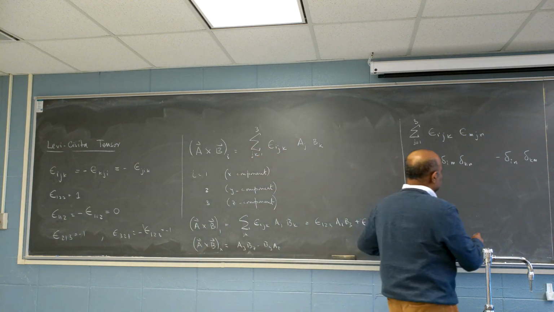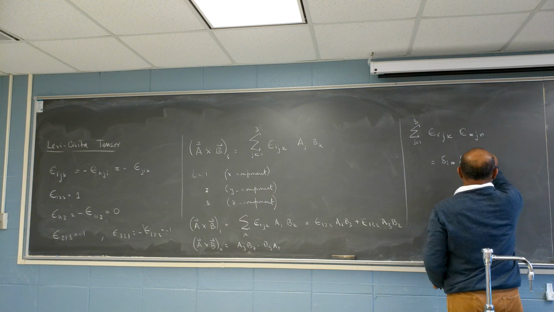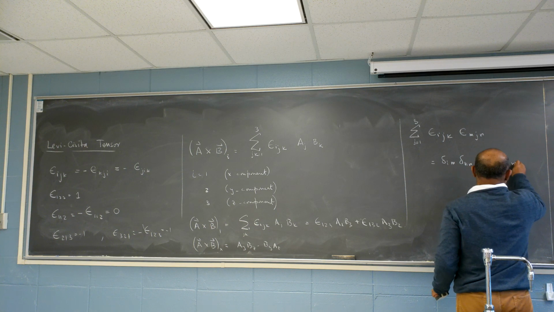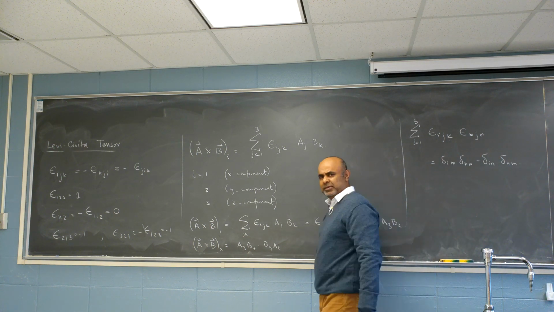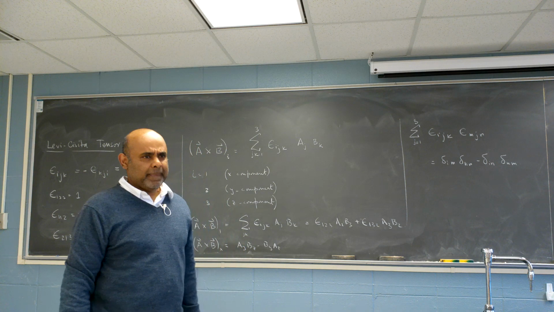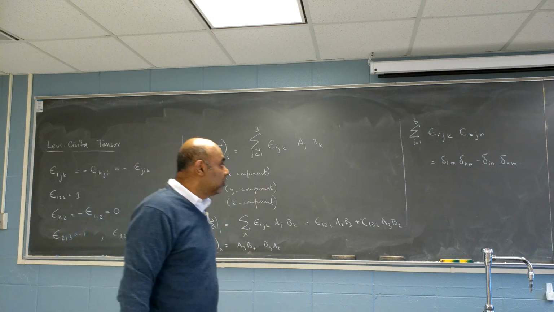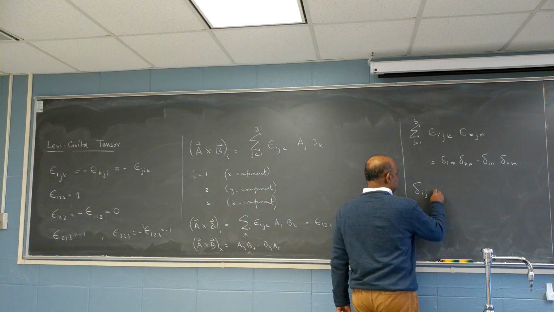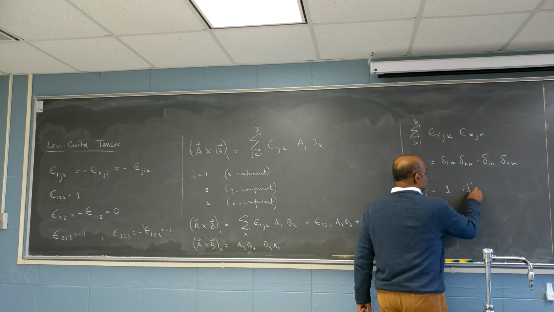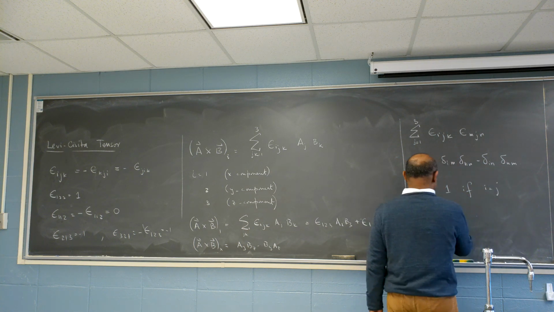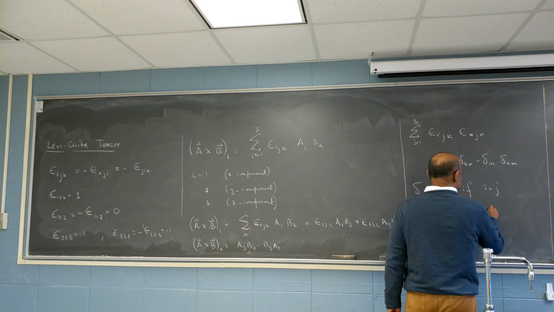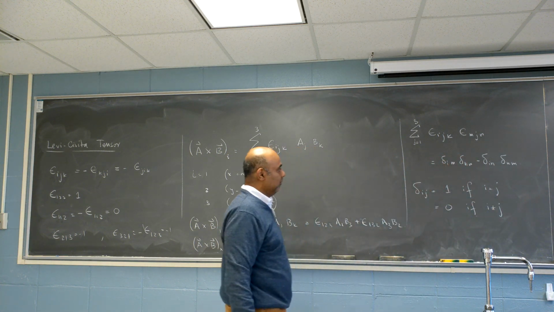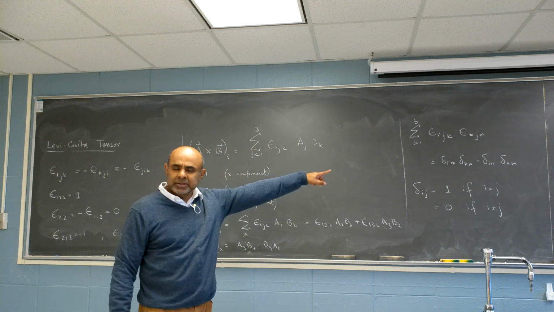So let me put that more closely: minus delta i n, delta m k. Does that look reasonable? Where did our deltas come from? Oh, Kronecker delta. Of course, delta i j equals 1 if i equals j, and equals 0 if i is not equal to j. Does this expression make sense to you?